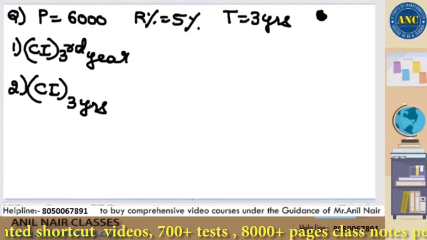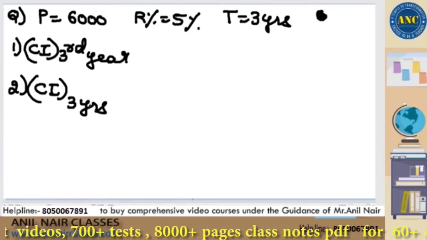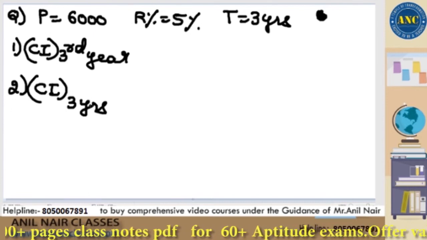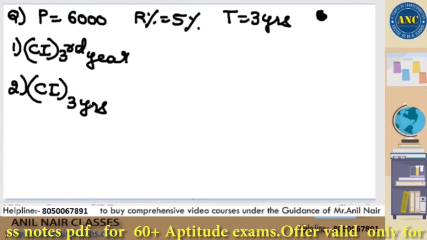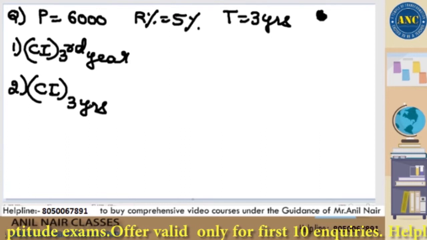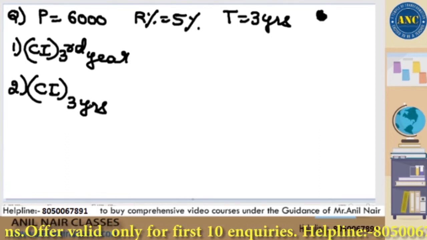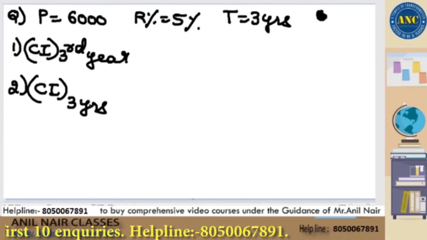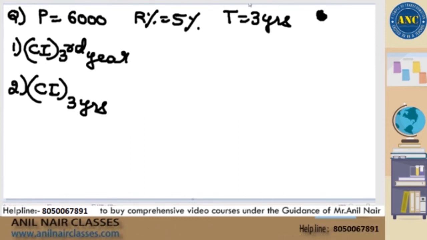CI for 3 years. Listen carefully, sir. P is 6,000. R percentage is 5%. Time period is 3 years. Please, absolutely no usage of formula. Common sense approach we will solve. I want everybody in this model, I will solve close to about 3 to 4 questions, listen carefully.